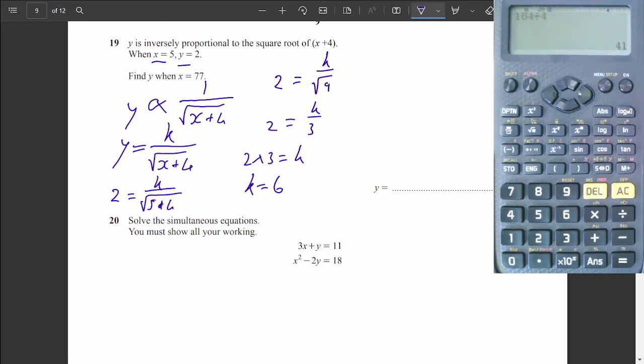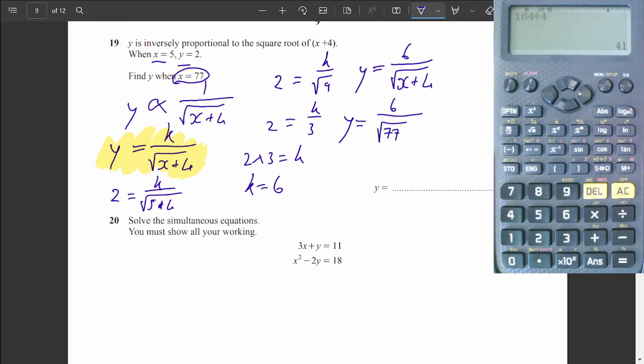Now we can rewrite our equation. Remember, this is the equation over here. We can rewrite that equation, but now with the value of k. So that would be y equals 6 over the square root of x plus 4. We have the value of x, we can put that in there. So it's y equals 6 over the square root of 77 plus 4.